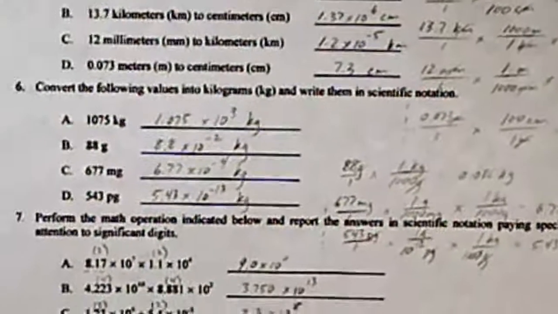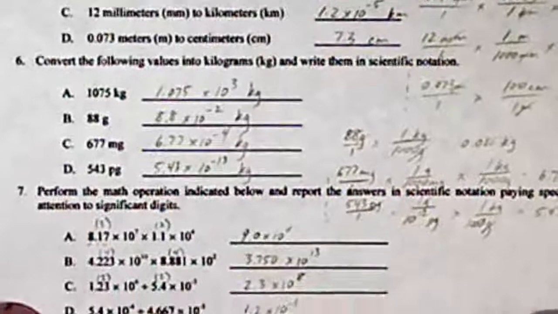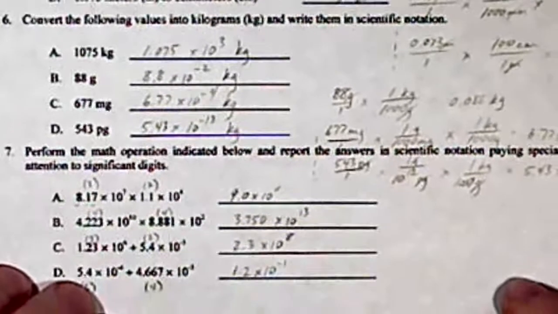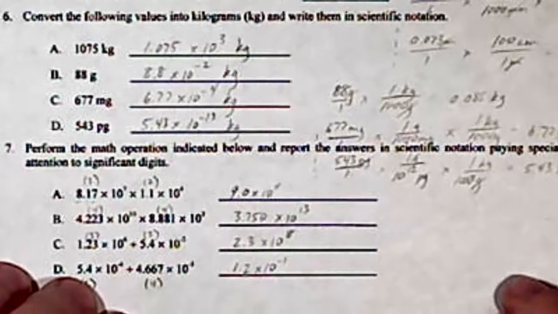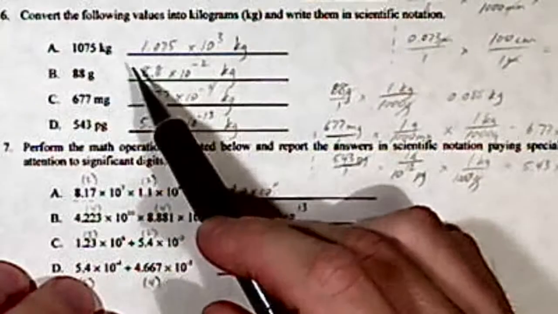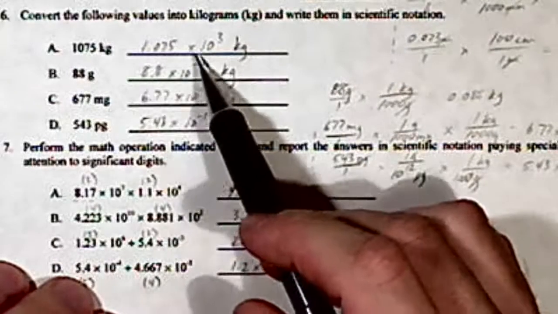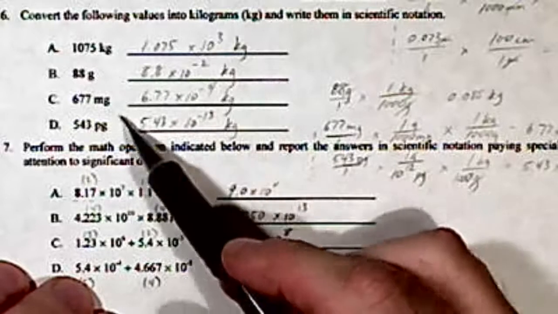Number 6, we're converting all of these into kilograms and writing them in scientific notation. The 1,075 kilograms is pretty easy. Just slide your decimal place over. It's 1.075 times 10 to the 3.